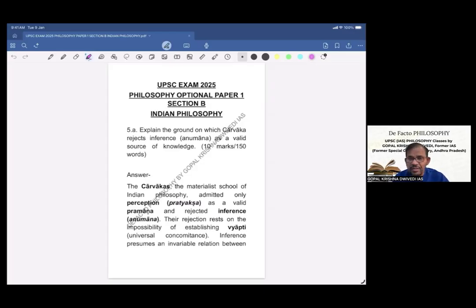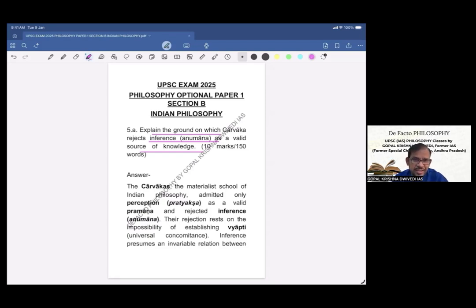Now, this is the first question, which is from Indian philosophy. Explain the ground on which Charvak rejects inference as a valid source of knowledge. I keep on telling, we should always try to understand the directive of the question and what should be written in the answer. It's not that we write everything we know about the topic, because then you are not going to get good marks. Your answer has to be a very focused, directive-based answer.